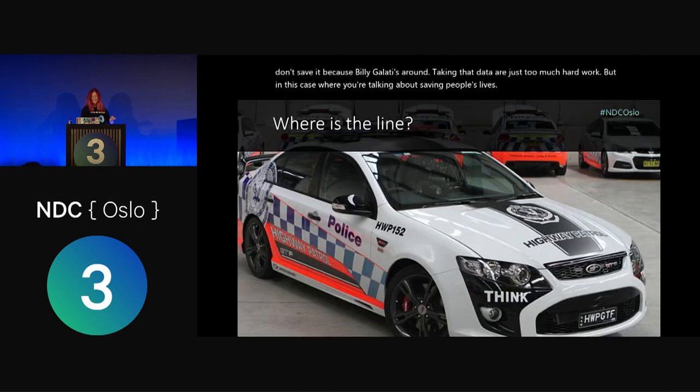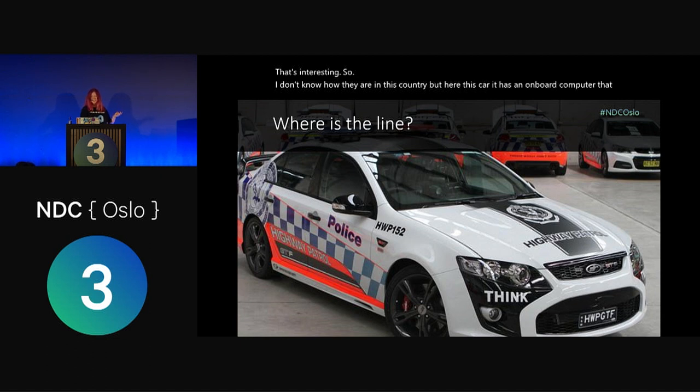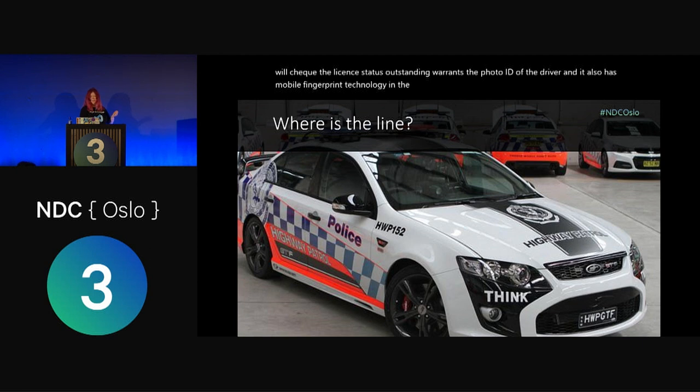yeah, that's interesting. I don't know how they are in this country, but here, this car has an onboard computer that will check the license status, outstanding warrants, and the photo ID of the driver. It also has mobile fingerprint technology in the car, so if they stop you. It has front and rear cameras, and it records non-stop footage to a fireproof, tamper-proof safe in the trunk of the car. Those two cameras can beam live images to a police operations center in the case of a chase.